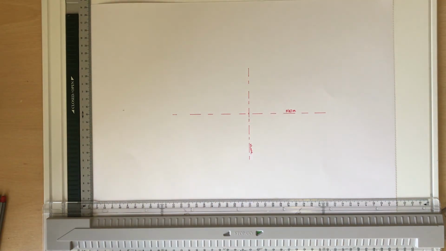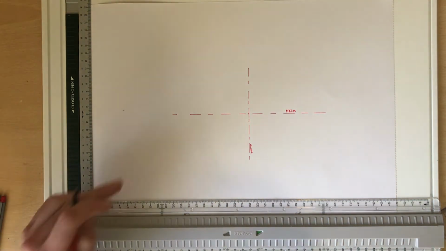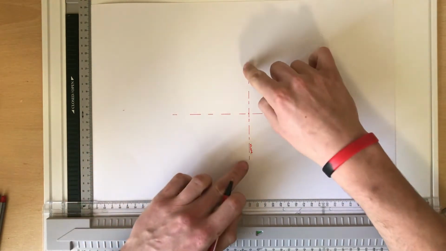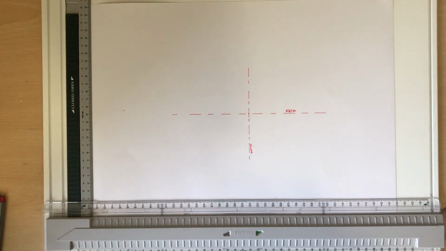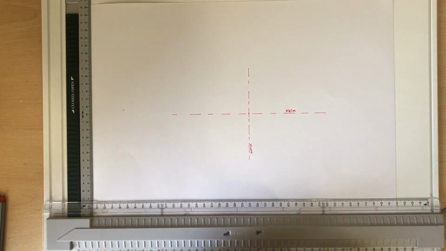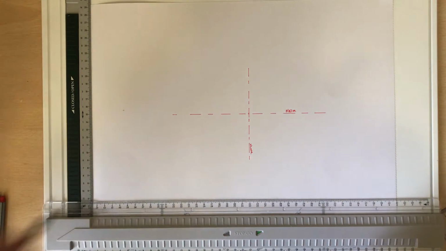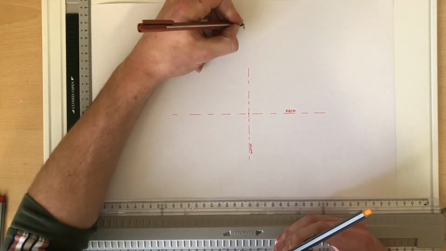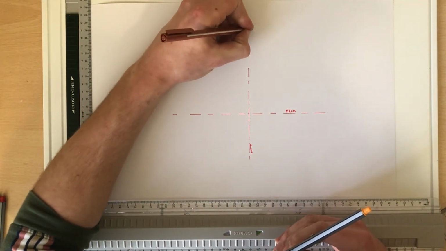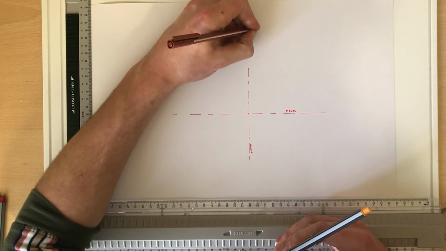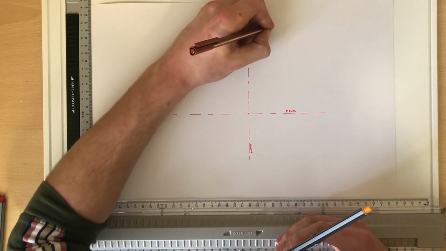These are the correct length. So the method I'm going to use to draw the ellipse is the auxiliary circles method. So I'll write that down here. Auxiliary circles.